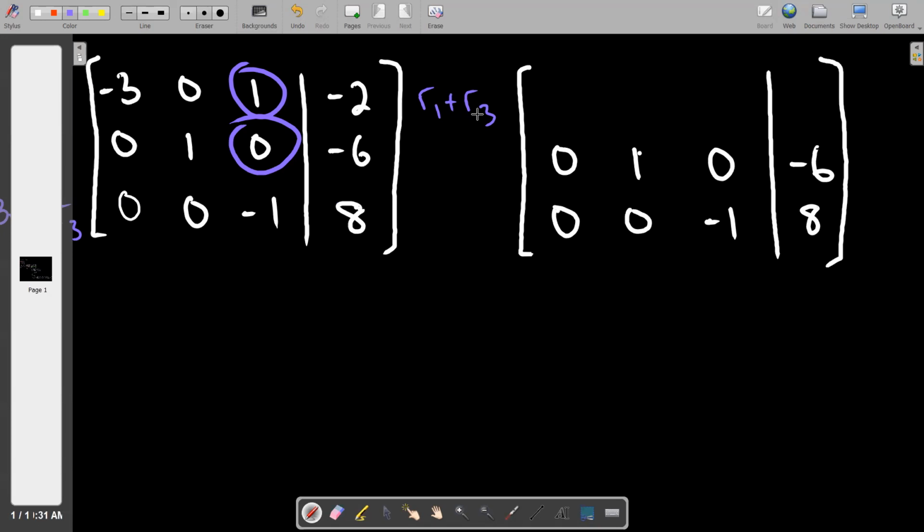So now when we add them together, row 1 plus row 3, we get 0 plus negative... So just kind of go back to where my pen is. 0 plus -3 is -3. 0 plus 0 is 0. -1 plus 1 is 0. And what's 8 plus -2? And we're done.